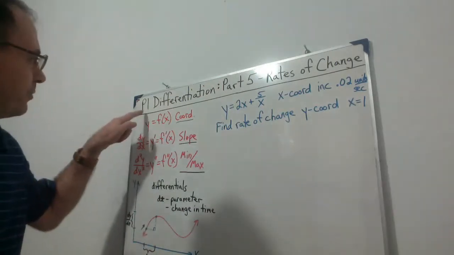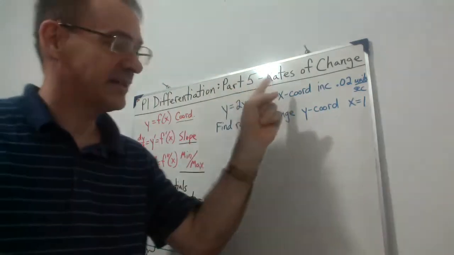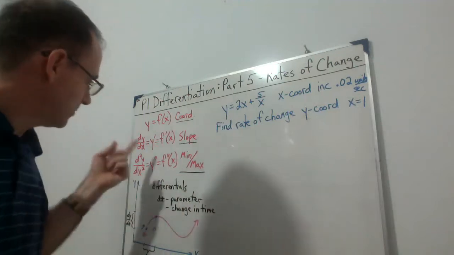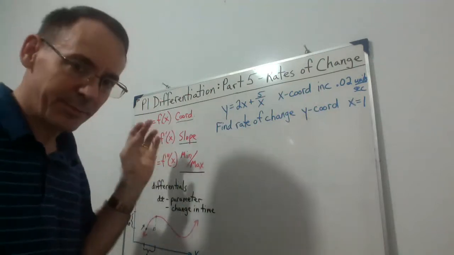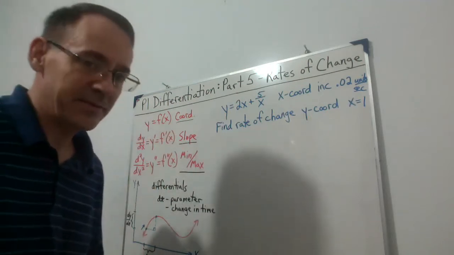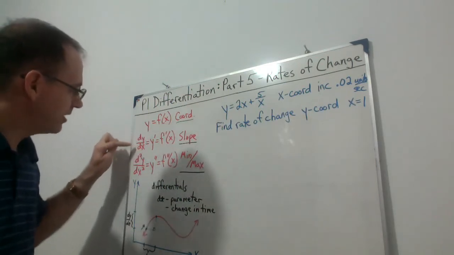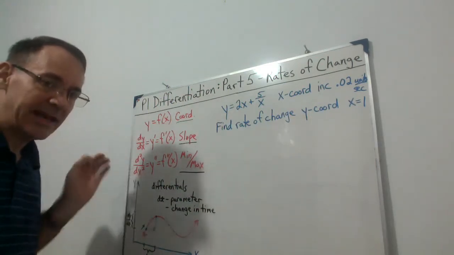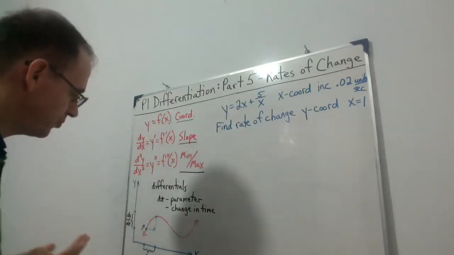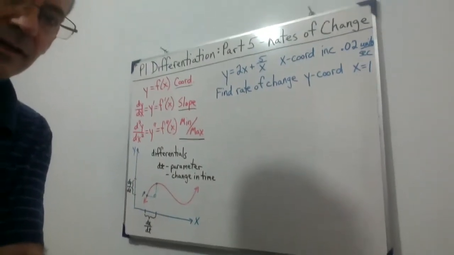Today we want to look at Pure Maths 1, Differentiation, Part 5, Rates of Change. So in the previous parts, we looked at how the first derivative can be applied to different concepts of slope. What we want to look at in this part 5 is how we can use these differentials in a different way other than slope. So to illustrate that, I just have a basic graph here at the bottom.